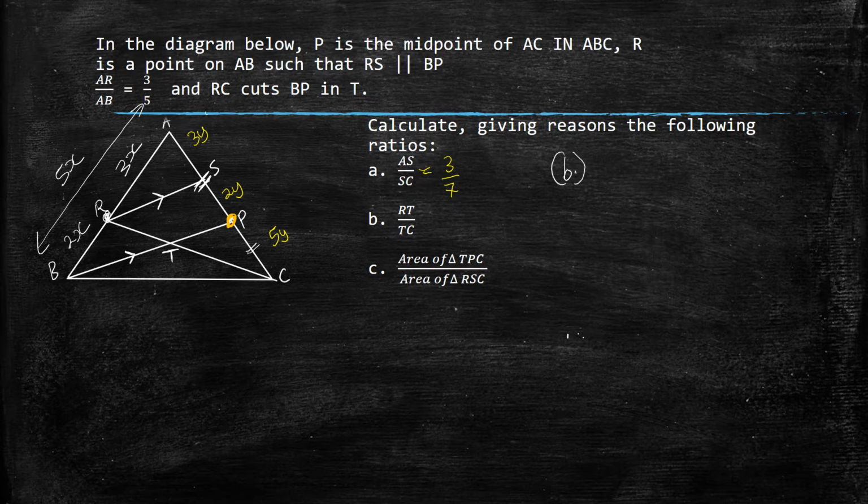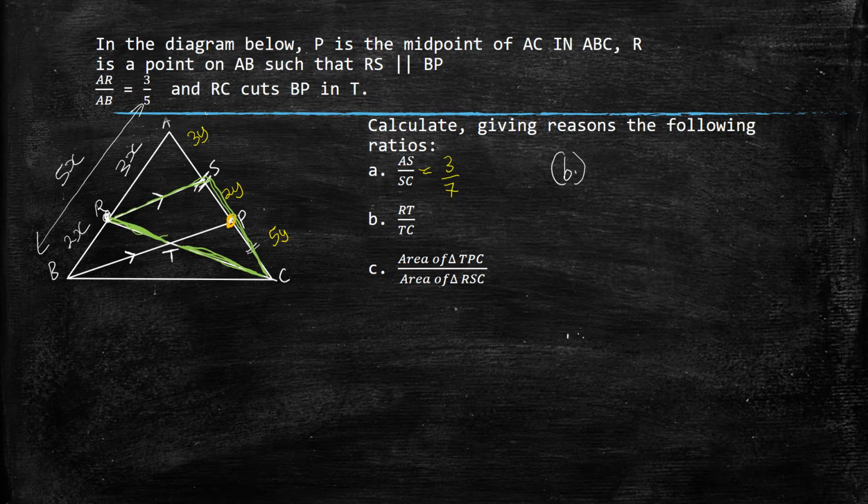Let me use a different color. RT, yes, RT, can you see? Over what? Over TC. What do I do if I'm required to calculate the ratio where there are triangles that are having parallel lines? You must think of proportionality theorem. Okay, what is very important? Identify the triangle in which your lengths are found, where you can apply proportionality theorem. So can you see that RT over TC is found on this smaller triangle where we can apply proportionality theorem.